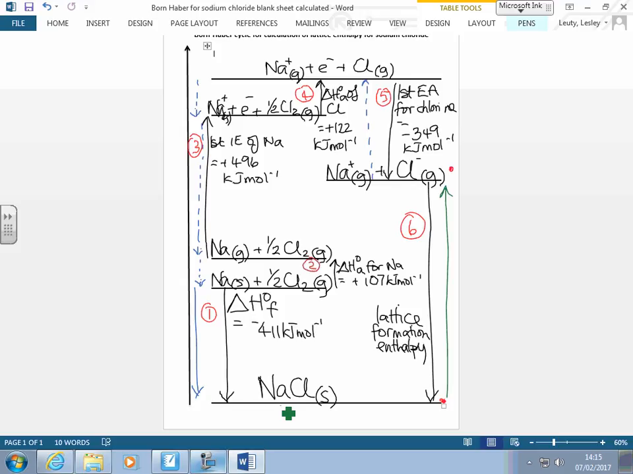Yeah? So you're right to spot that, yes, you can go either way round it, but they are two different things. But that's this issue about saying lattice enthalpy on its own doesn't actually distinguish between the two, which is why saying lattice dissociation enthalpy or lattice formation enthalpy does just make that a little bit clearer.